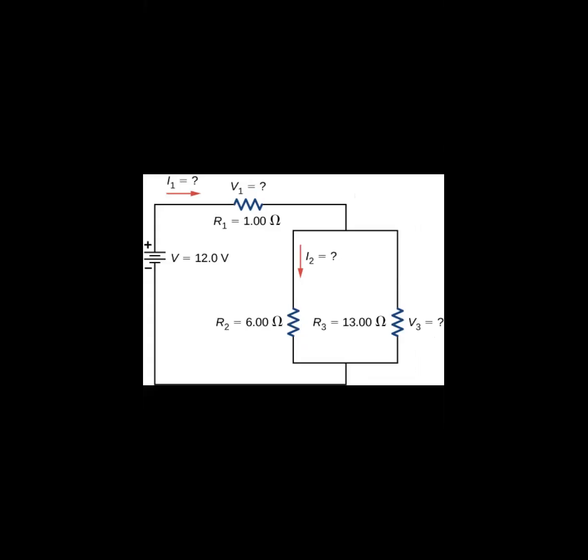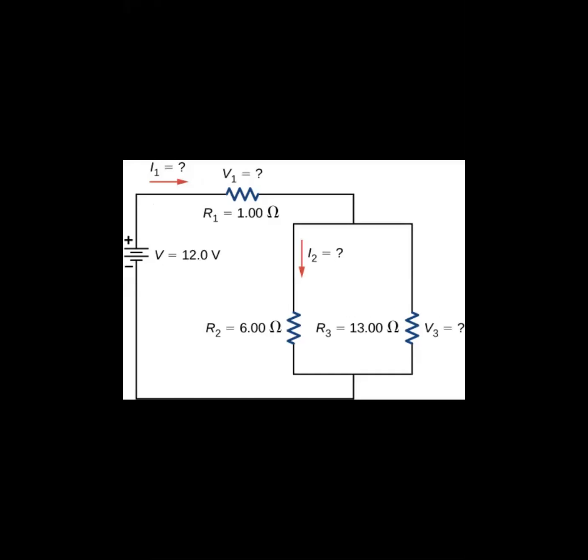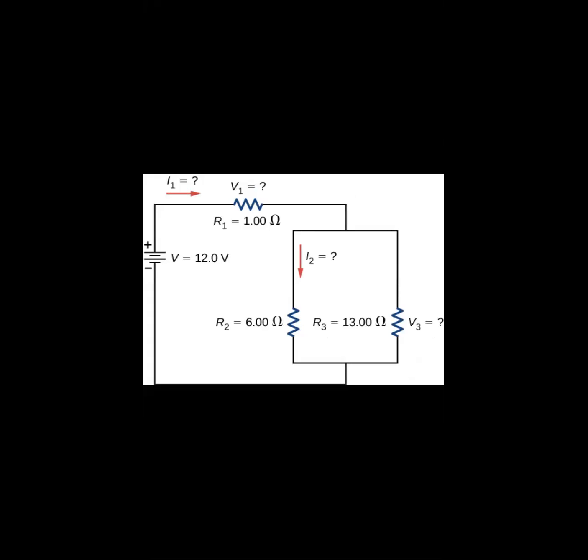In this diagram, R2 and R3 are in parallel. So when we solve for the solution of R2 and R3, we got 4.1 ohms. I'm explaining again, please. For R2 and R3, we use the formula 1 over R is equal to 1 over R2 plus 1 over R3. That is 1 over R is equal to 1 over 6 plus 1 over 13. After we did that, we now got RA to be equal to 4.1 ohm.